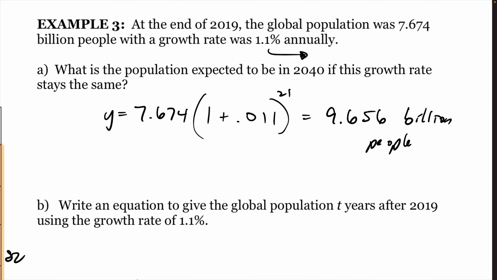Why is it important to know how many people are going to be on the earth or in our country in 2040? It's an estimate. It's not exact, because it's not 2040 yet. But why is it important to know how many people are going to be in the United States or in the world in 14 years? Why is that important?